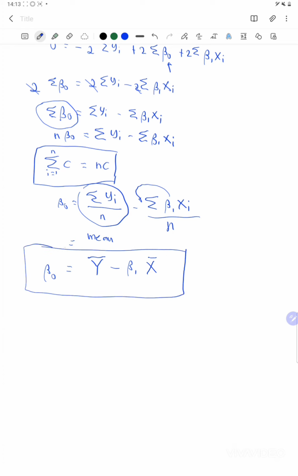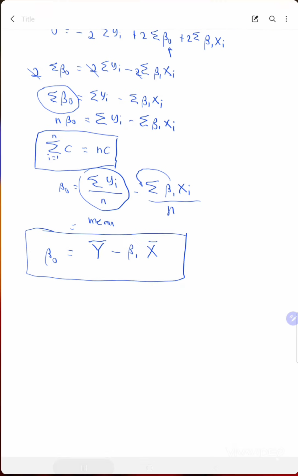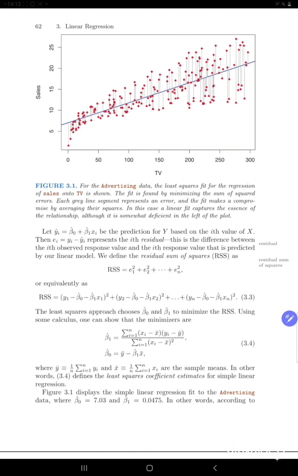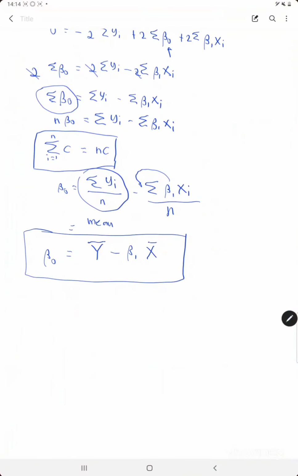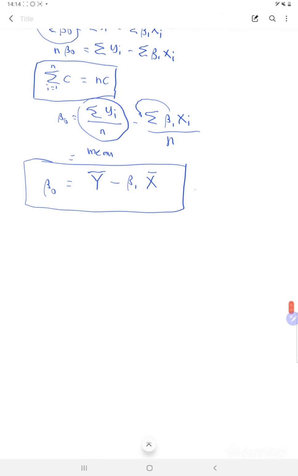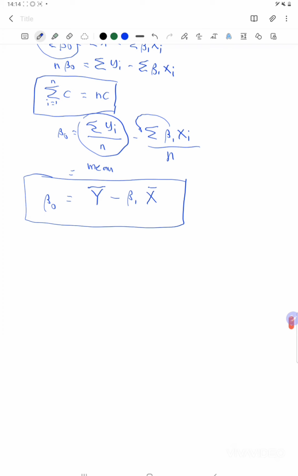So let's see if it matches with our formula in the book. Okay, let's see the book. Yes, this is the one. This is the mean, and b1 and x1. So we are correct, guys. This would be our equation 1.